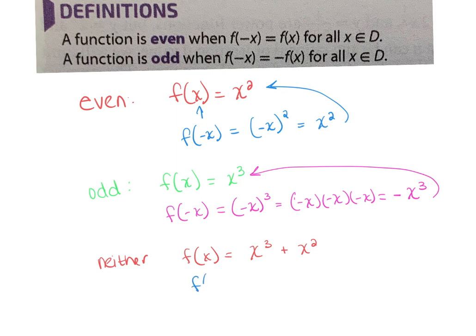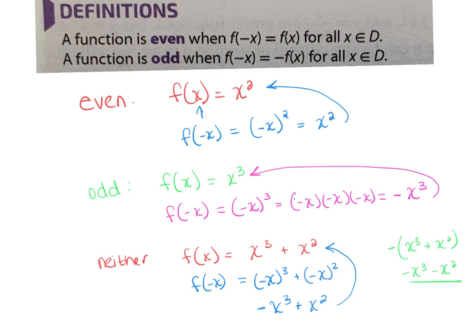Well, if I plug in a negative x here, I have a negative x to the third power and a negative x to the second power. I would get negative x cubed plus x squared. Well, that's not the same as my original function, but it's also not opposite. Opposite of the original function would have made both of those negative, right? So this is neither even or odd. It doesn't fit either of those definitions.